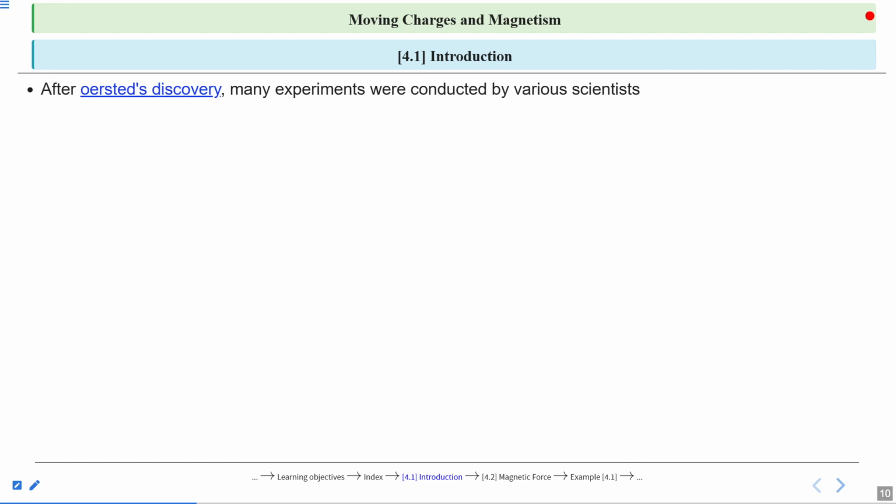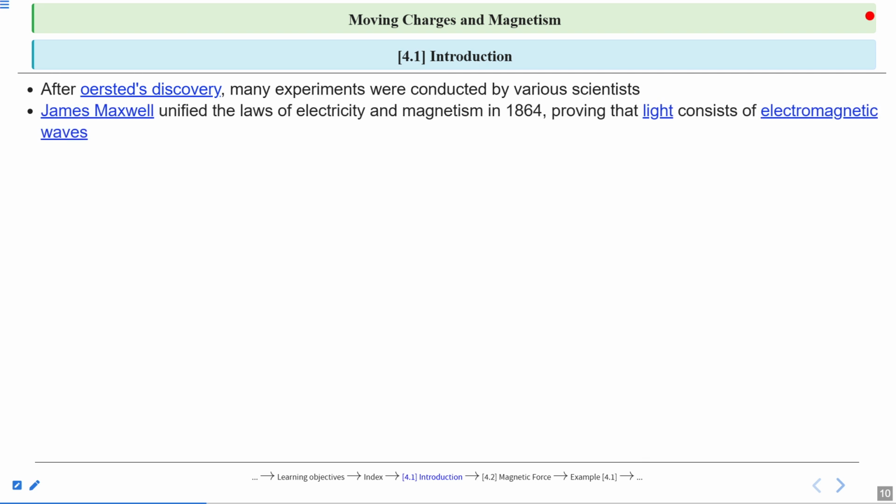After Oersted's discovery, many experiments were conducted by various scientists. James Maxwell unified the laws of electricity and magnetism in 1864. All the laws that we have studied in electricity and are going to discuss in magnetism, Maxwell unified and made four equations, which we also know as Maxwell's equations. We will discuss them in electromagnetic waves.